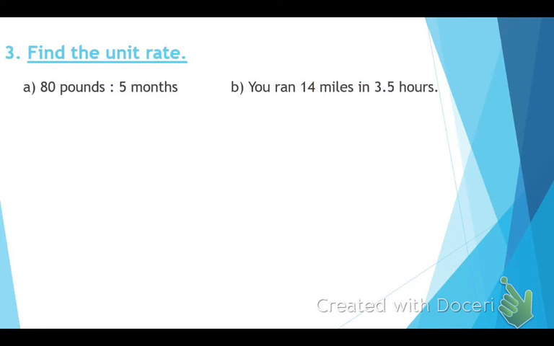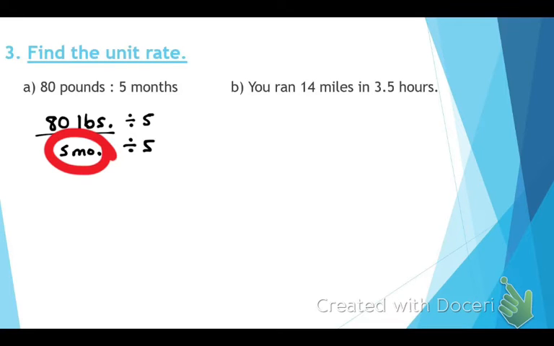As a reminder, when you are finding the unit rate, you want to make sure that you have a 1 in the denominator. In this case, we've got 80 pounds per 5 months, but I don't want to know how much I gained or lost in 5 months. I want to know how much I gained or lost in 1 month. So what you have to do every time is divide by whatever number you have in the denominator. So I'm dividing by 5 on the top and the bottom.